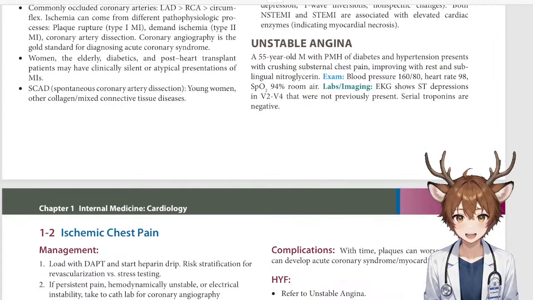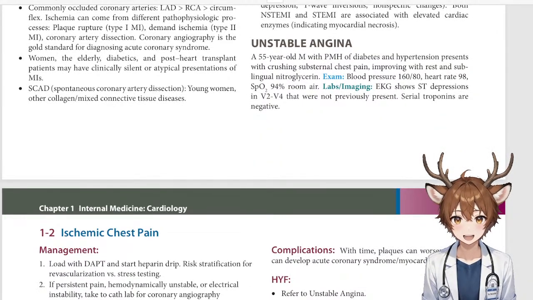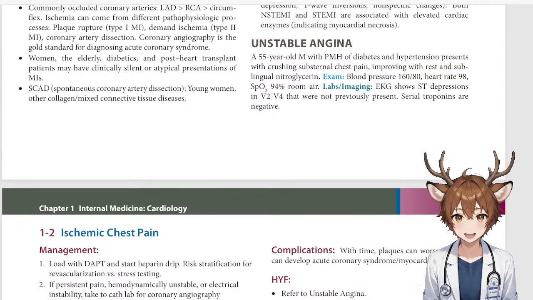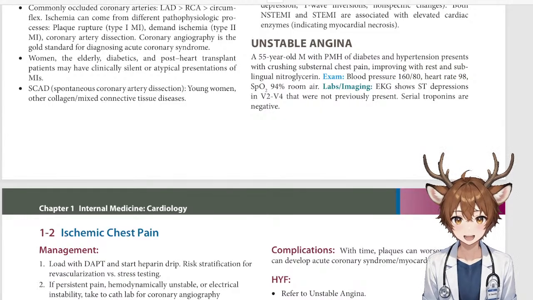So when you have those biomarkers, like the troponins and stuff like that, that's an indication of the necrosis, of an actual MI going on, or of having happened.